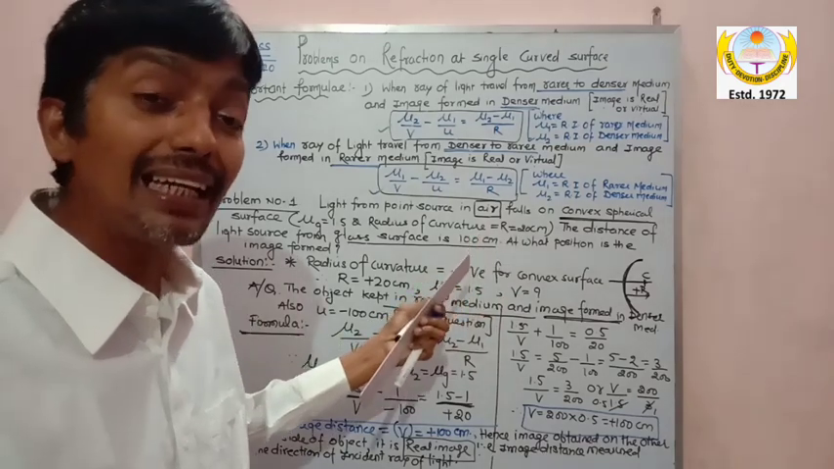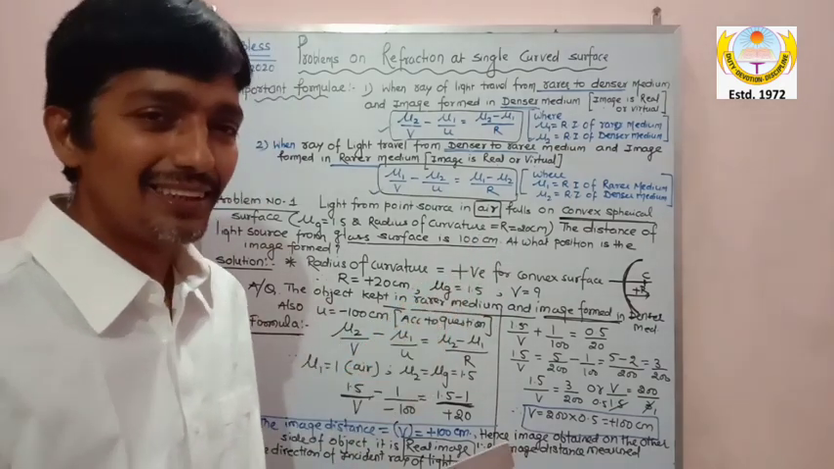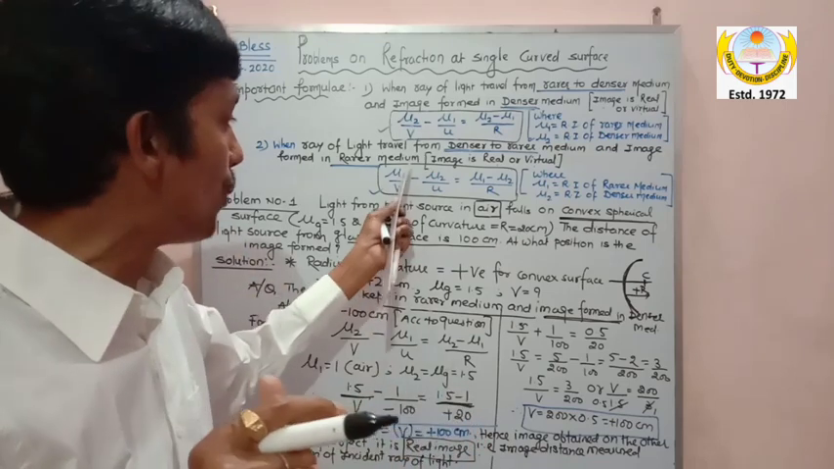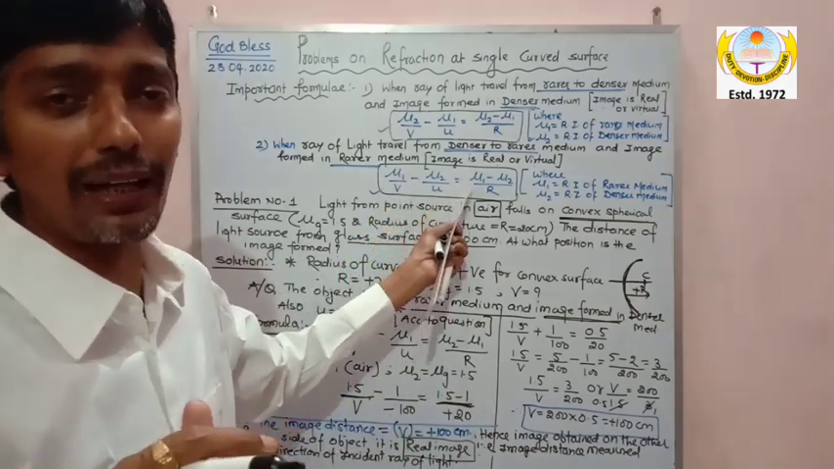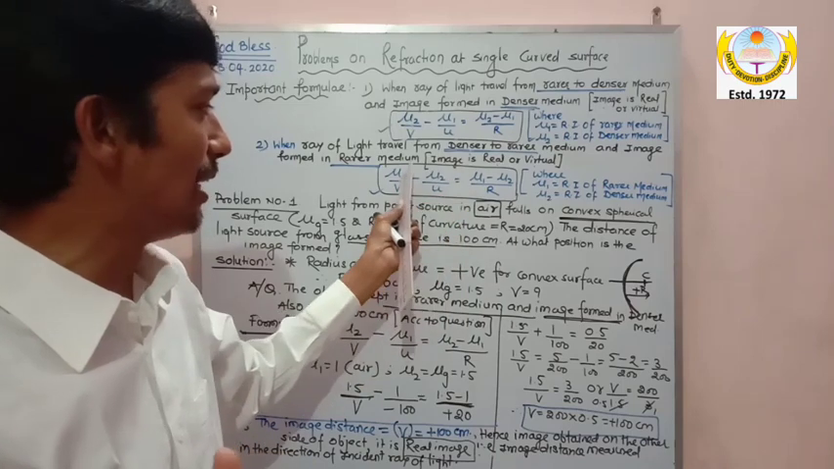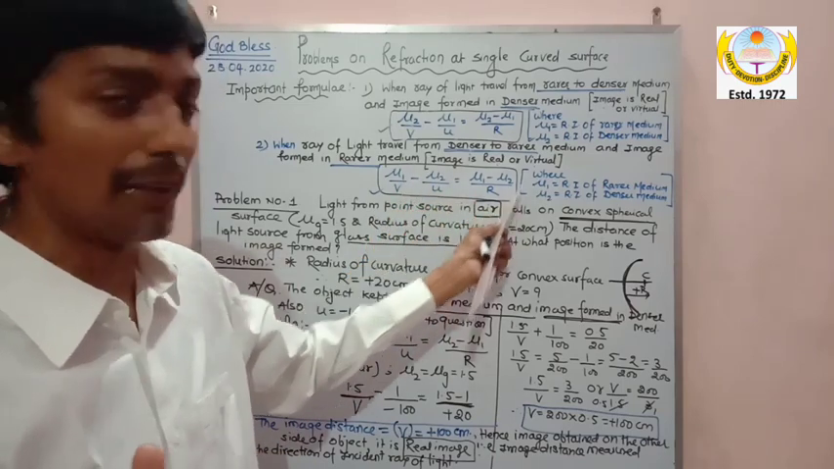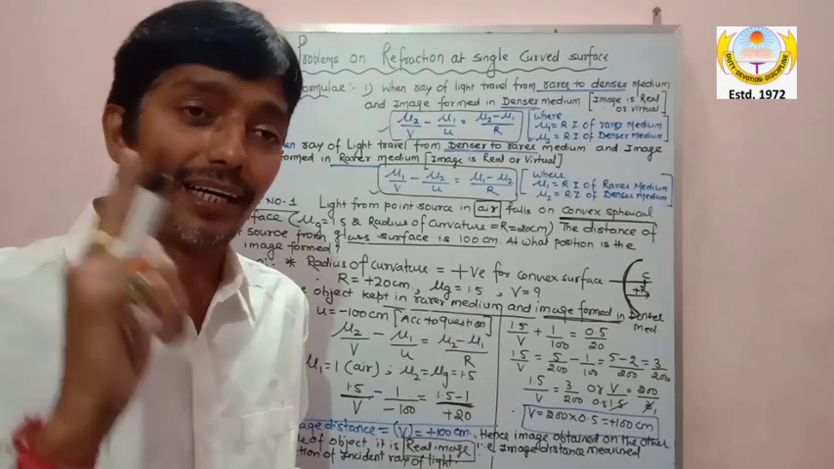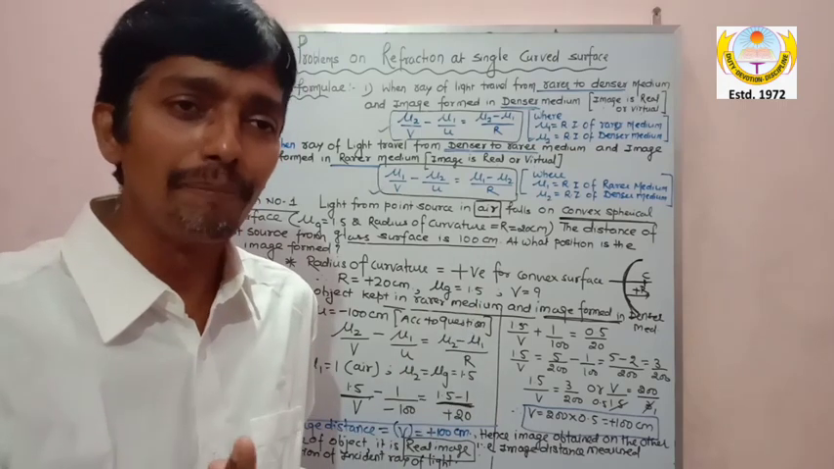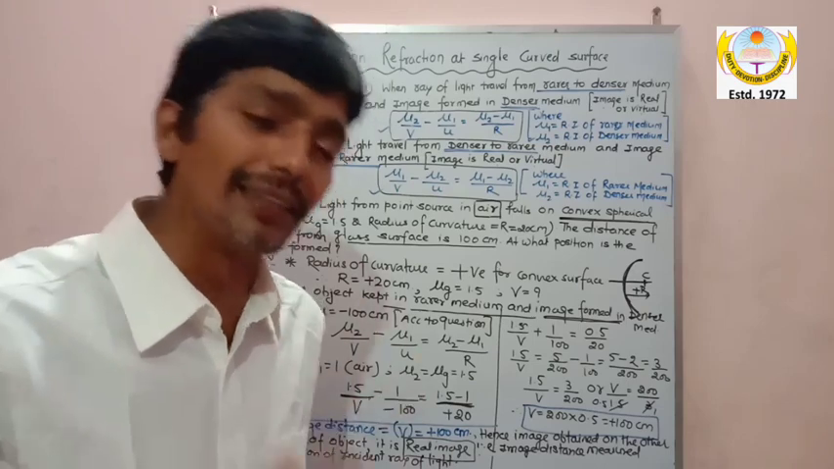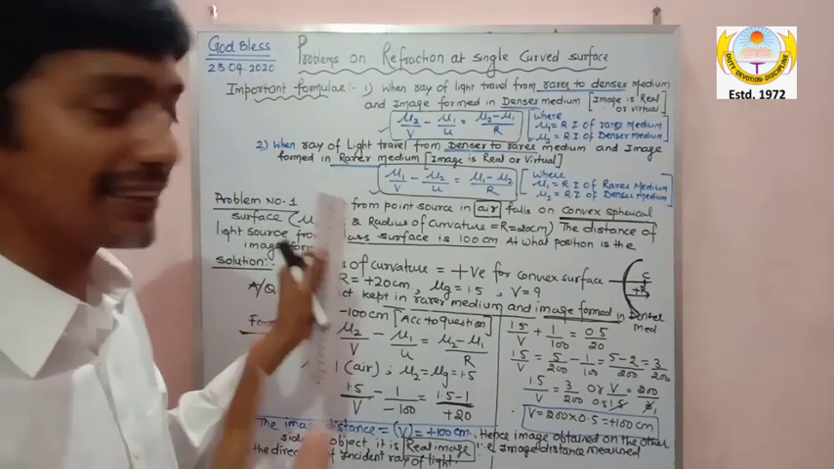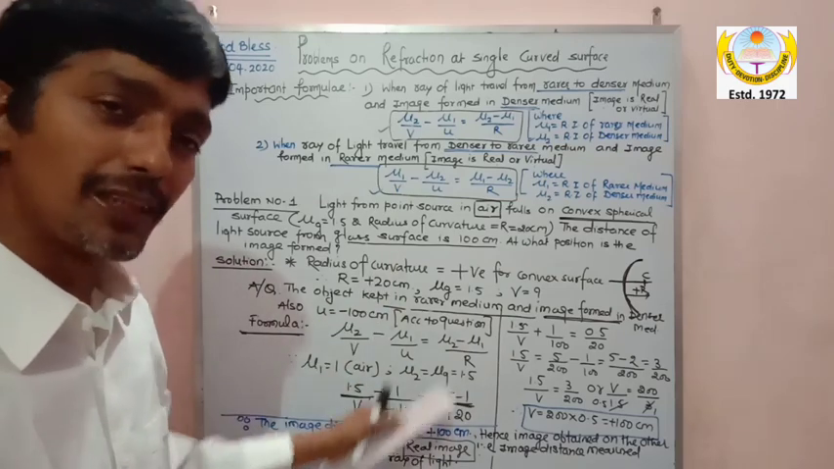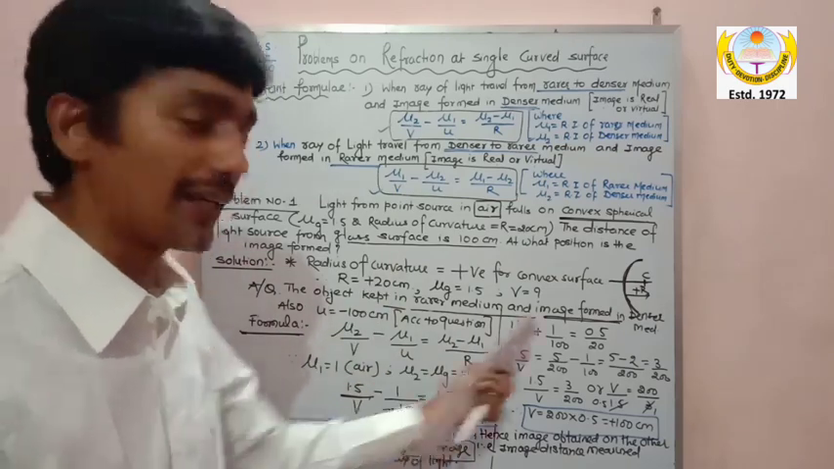But if the image is in the rarer medium, then what will be the formula? Sir, the image is forming in the rarer, meaning it will be mu1 by v minus mu2 by u, and here on the right side it is very logical, mu1 minus mu2 divided by r. So what is very important in doing numericals of this kind? Let us first understand where the object is and where the image is formed. If that is decided, then the formula can be applied. And once the formula can be applied, the numerical can be solved.